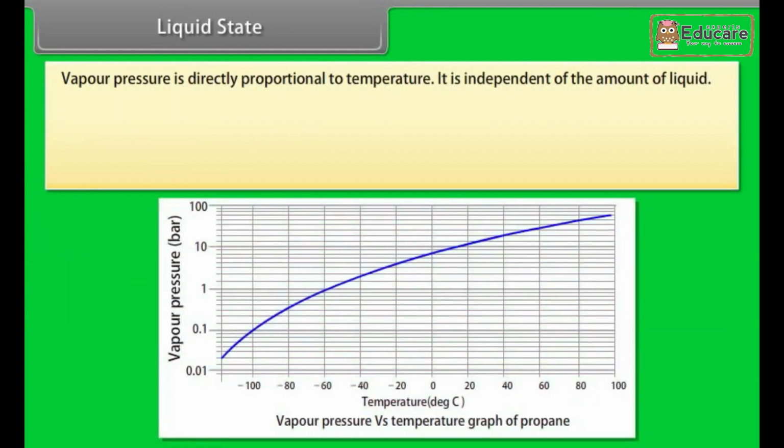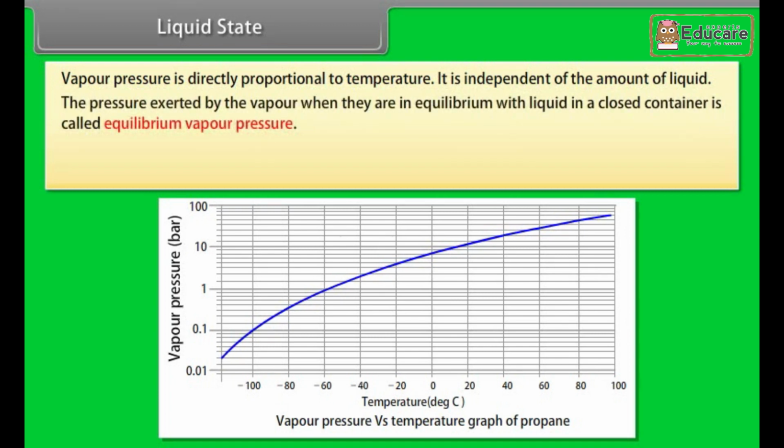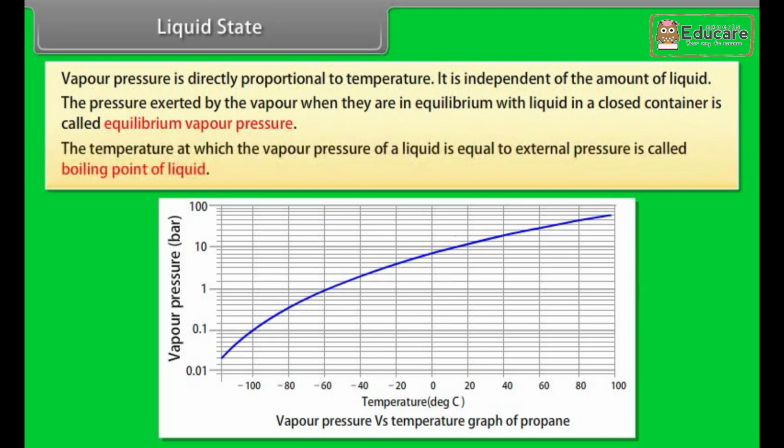Vapor pressure is directly proportional to the temperature. It is independent of the amount of liquid. The pressure exerted by the vapor when they are in equilibrium with liquid in a closed container is called equilibrium vapor pressure. The temperature at which the vapor pressure of a liquid is equal to external pressure is called the boiling point of the liquid.